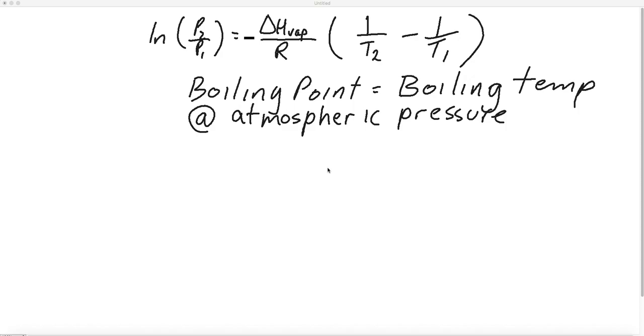Here is the Clausius-Clapeyron equation, at the top here. And the other important definition we need is what boiling point is, and that's boiling temperature at atmospheric pressure. And this is something you actually do obtain.